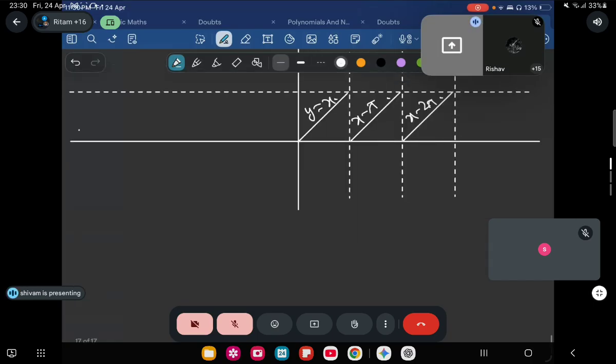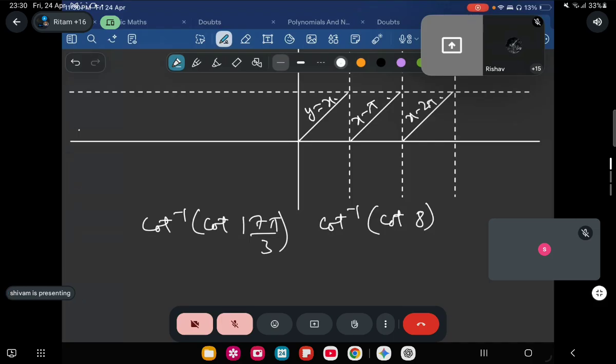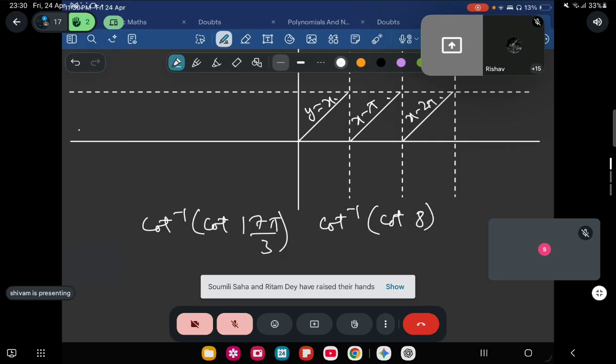So everyone raise your hand. Tell me, what is cot inverse cot of 17 pi by 3? And what is cot inverse cot of 8 as well? Raise your hand. What is cot inverse cot of 17 pi by 3?